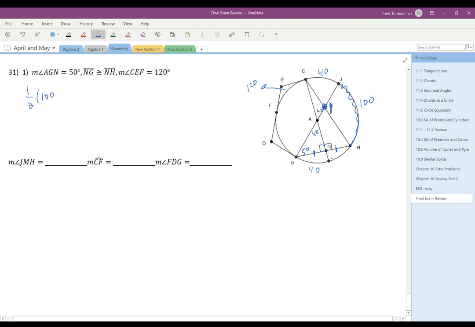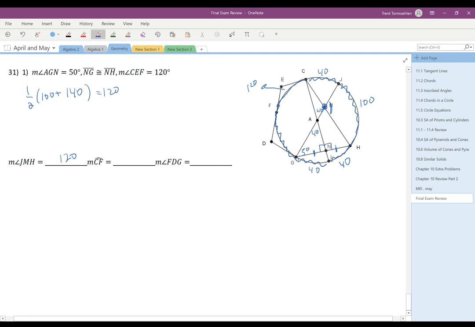The other one, this is 40, this is 40 because we figured those out. This is going to be 40 because it's going to be the same as this one because NG and NH are the same. So that means that this intercepted arc, GC, is 140. If you do 360 minus 40 minus 100 minus 40 minus 40, you get 140 left over. And so when you take 1/2 times that, you get 120. And so that's JMH.